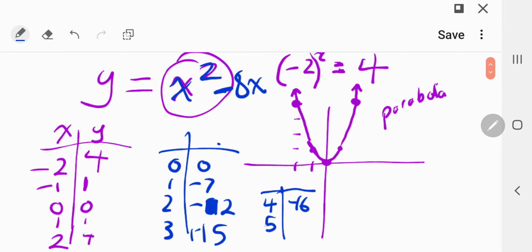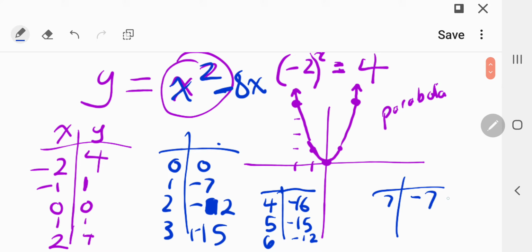5 squared is 25 minus 40. Yeah, -15. Aha, we've turned around. So it went -15, -16, then back to -15, and after that it's going to go up. So 36 minus 48 is -12. And then, oh, I gotta keep going. We gotta get back to the positives. 49 minus 56, negative 7.